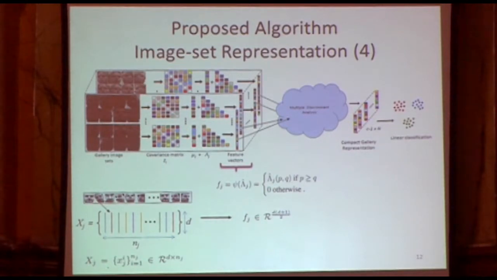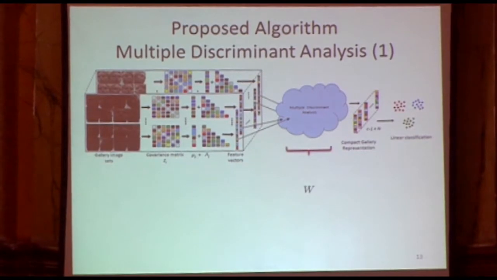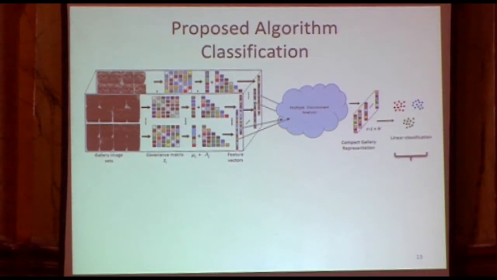So instead of using these feature vectors for classification, we perform discriminant analysis on the Gallery feature vectors and learn a transformation matrix W. And the Gallery feature vectors are transformed by this matrix to lower dimensional feature vectors, in this case to C minus 1 dimensional vectors, where C is the number of classes in the gallery. The whole process is repeated for a test image set, and classification is then performed using the nearest neighbor algorithm in Euclidean space.